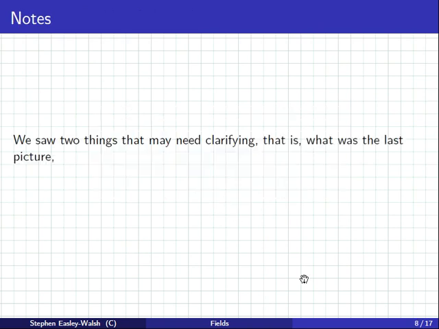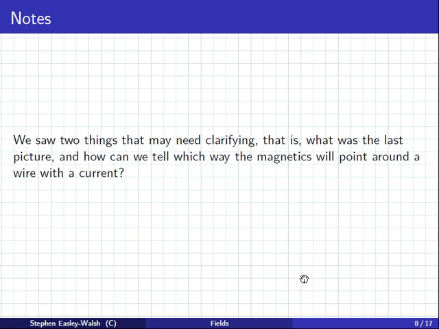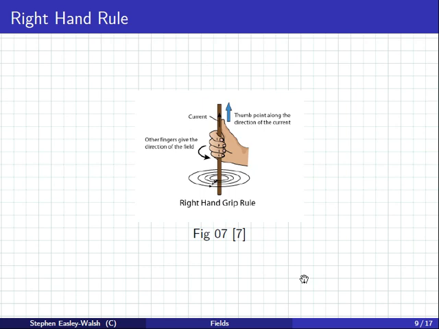We saw two things that may need clarifying: what was the last picture, and how can we tell which way the magnetic field will point around the wire and the current. That leads us into the next one. There's this rule called the right-hand rule. If you have a current, a charge moving, you put your thumb in the direction of the current. Then your fingers are the magnetic field, with your right hand. As I'm pointing, the magnetic field will be going this way around the current.